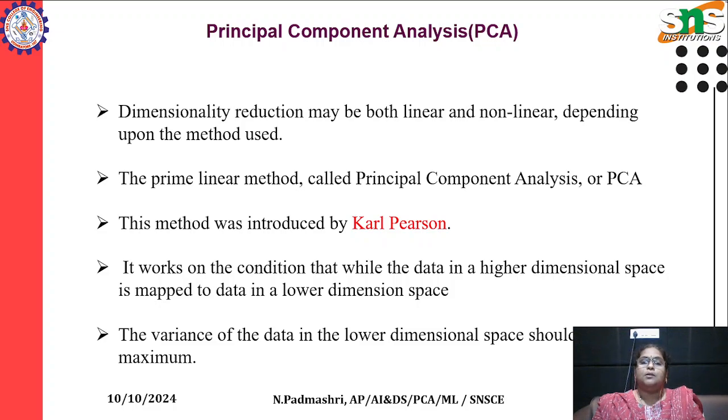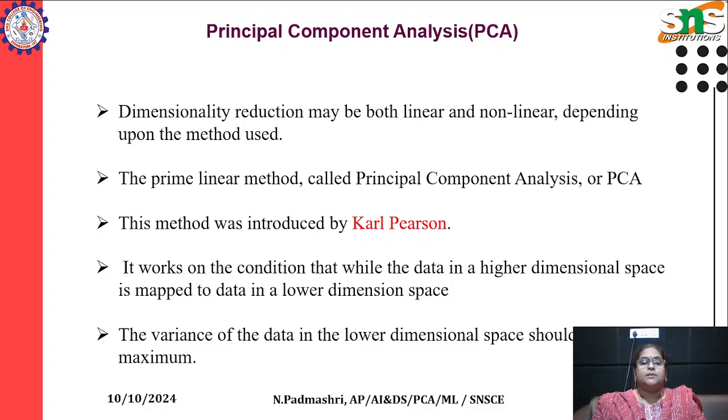So in machine learning algorithms, when we plot the graph, we'll be having the x-axis and y-axis, x and y variables, dependent and independent variables. These all we have discussed during the introduction lecture, right? So the data has to be mapped between the higher and the lower dimensional space. That is the main concept in PCA. It works on the condition that the variance of the data in the lower dimensional space should be maximum. Already you are all very familiar with mean, variance, these things.